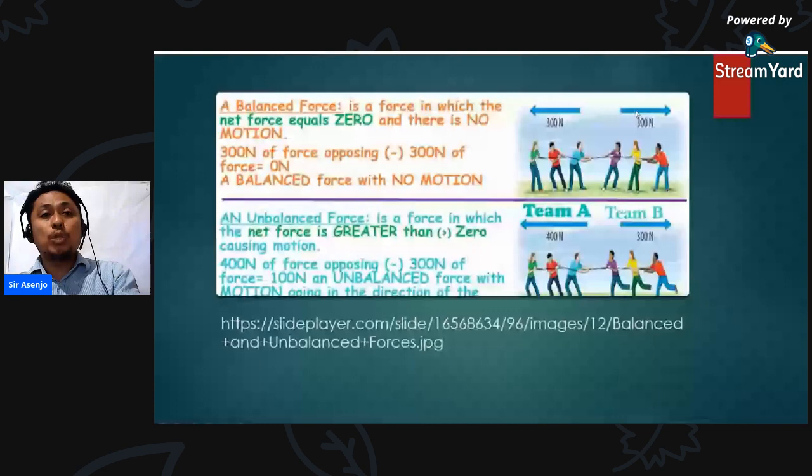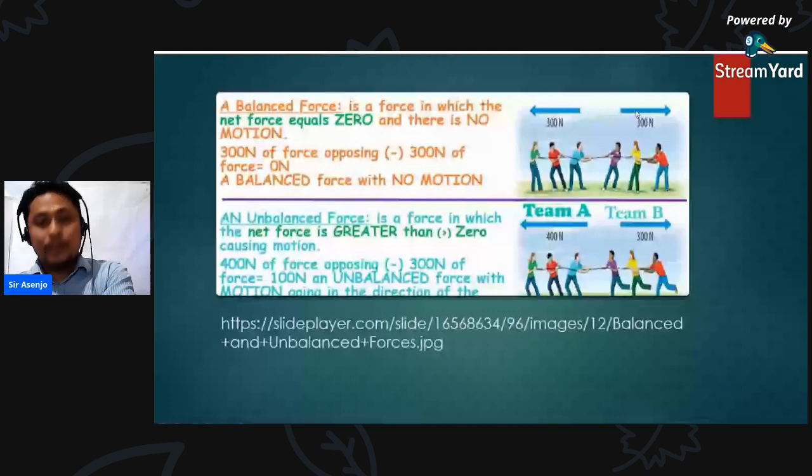Okay, that means team A will be able to pull team B. So the direction of the force should be going to the left, because 400 newtons is exerted by team A compared to the lesser force exerted by team B, which is 300 newtons. So again, these two pictures represent a balanced force and an unbalanced force. Okay, do you understand? All right, good.